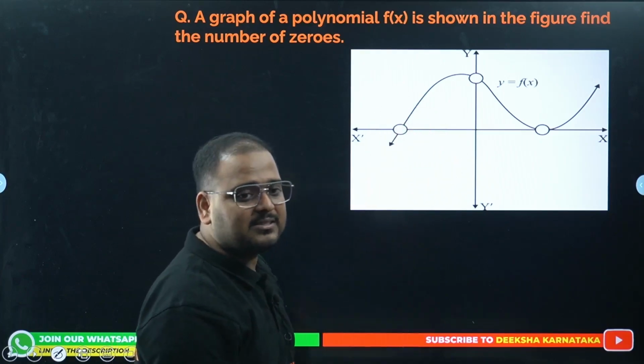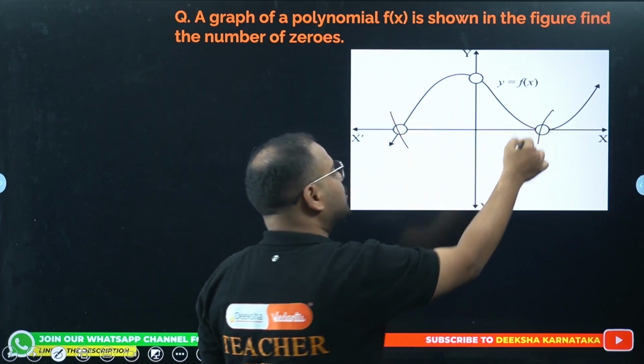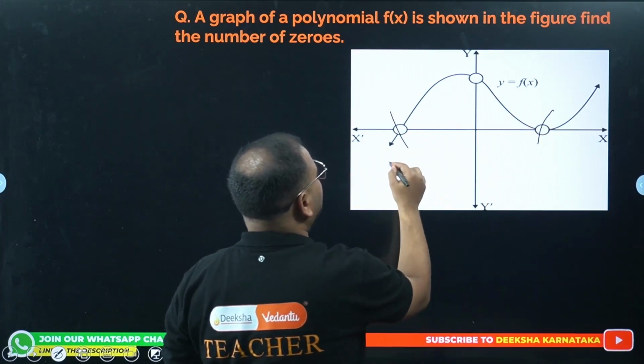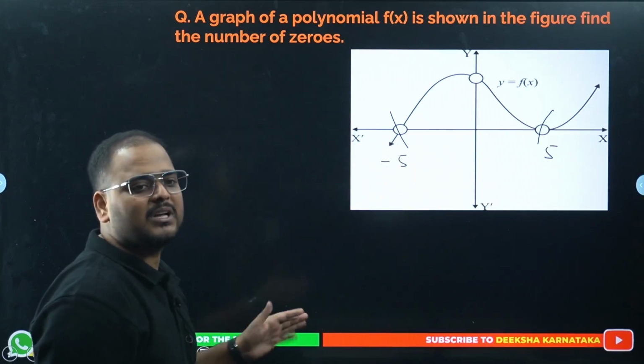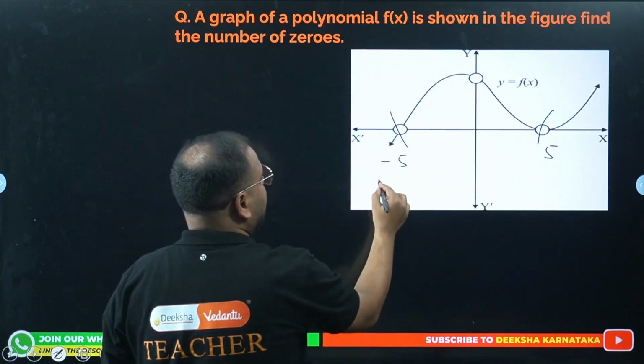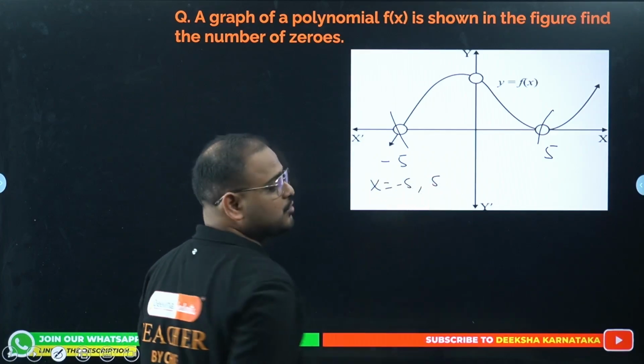How many points does it cut the x-axis? Point number 1 and point number 2. Let's call these values -5 and 5. So what are the zeros? x equals -5 and x equals 5 are the zeros of the polynomial.